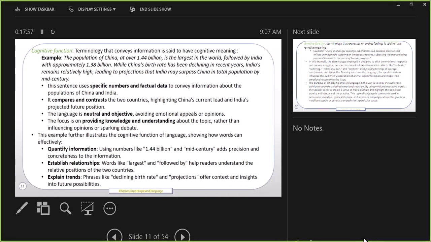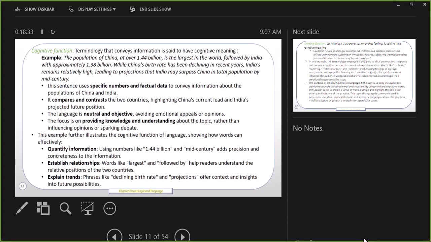Terminology that conveys information is said to have cognitive meaning. Read it louder. What's your name? Kadus. Read the example. The population of China at over 1.44 billion is the largest in the world, followed by India with approximately 1.38 billion. While China's birth rate has been declining in recent years, India's remains relatively high, leading to a projection that India may surpass China in total population by mid-century. Thank you.